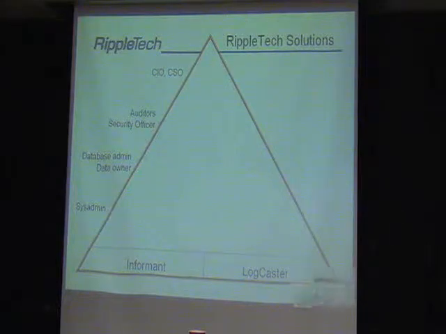Then we introduced another product called Informant. It was a small company that I had started several years ago, which became part of RippleTech. What we were doing was trying to create logs where they were not there. I had been working on Wall Street for many, many years in the NASDAQ trading environment. In the DBA department, I was involved in infrastructure and some networking.